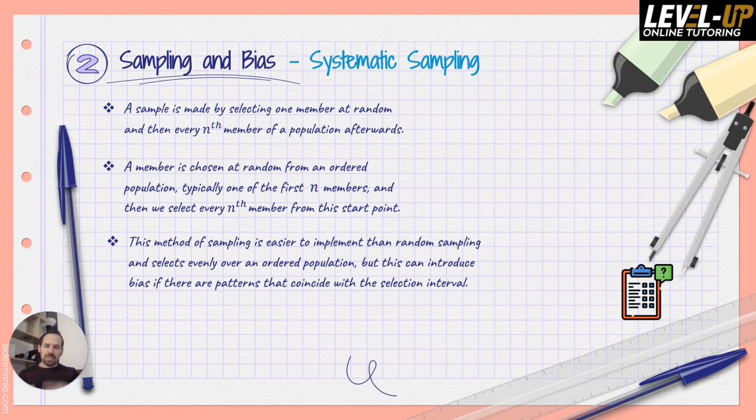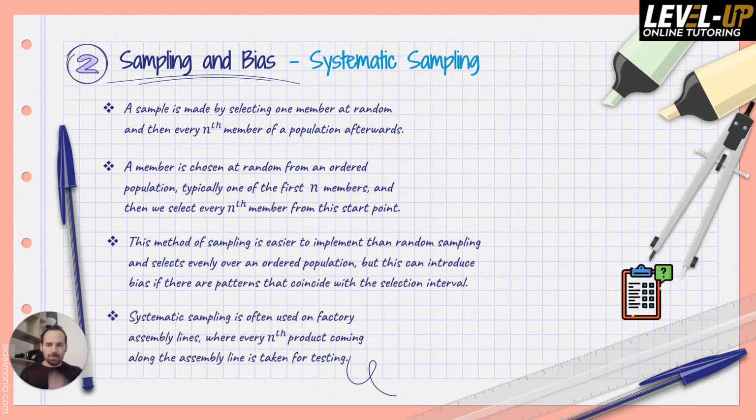But it can introduce bias if there are patterns in the population. If you're selecting every 10th, but there's a pattern that repeats every 10 members, then it's going to introduce a bias because you're going to keep selecting those that fit the pattern and not the ones that don't fit the pattern. So that's a potential issue.